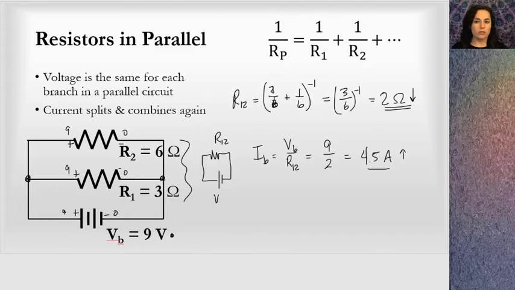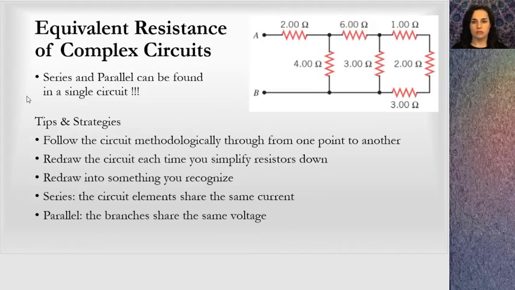I wanted to talk about the equivalent resistance of more complex circuits. And you can see over here it might be intimidating, but if you systematically follow through the rules for combining in series and in parallel, you will be able to find an equivalent resistance for all of these resistors. Series and parallel can be found in a single circuit, so you can see that there is lots of that going on here. Tips and strategies for this.